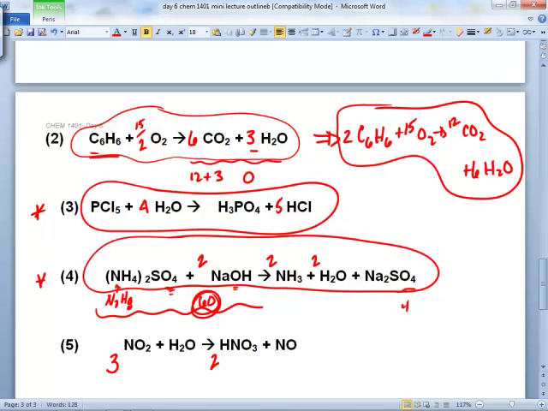Okay. Man, the oxygens are everywhere. If his oxygens work, it has to work. So let's practice this. See if you got it. How many oxygens on the reactant side?